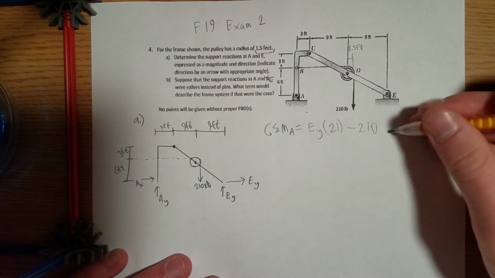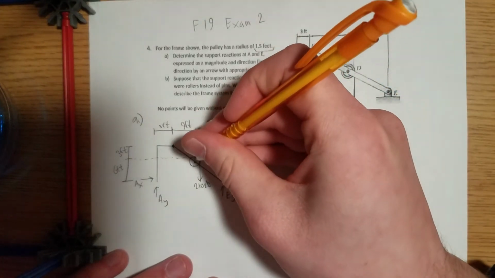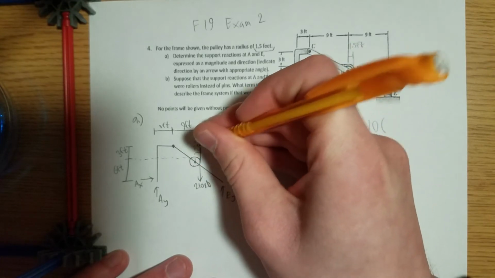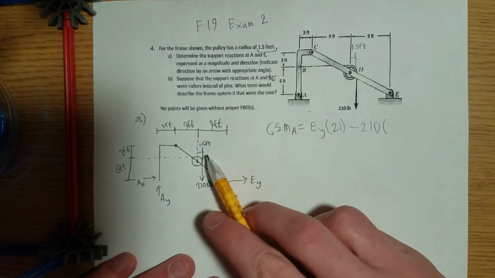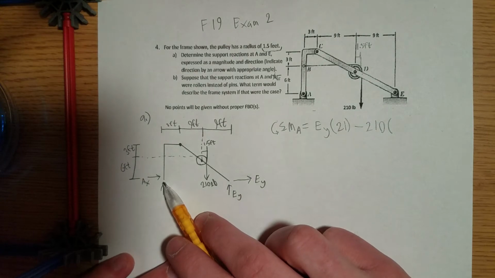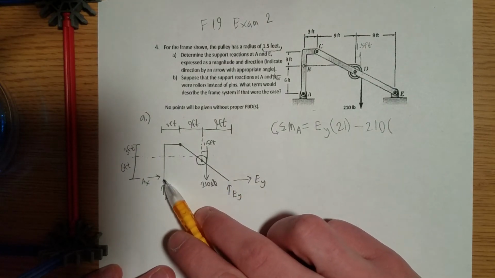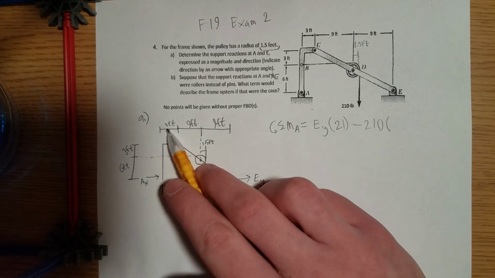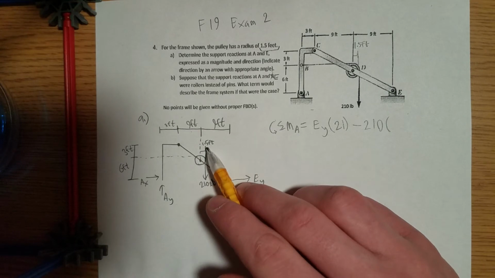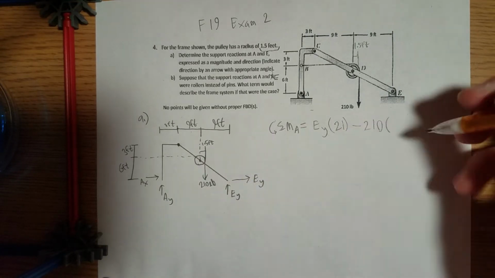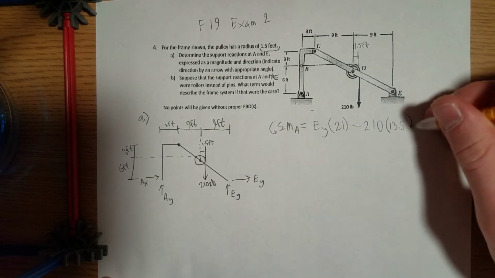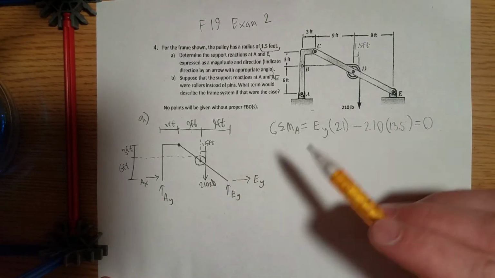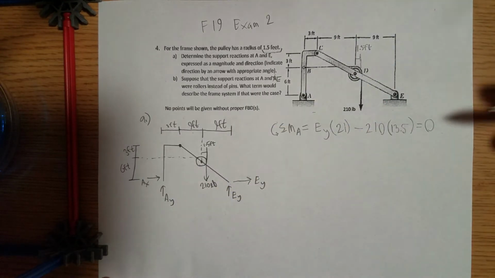So minus 210. And then for the distance, I'm going to go ahead and draw more dotted lines so we can visualize. And then we've got 1.5 feet here. So from A, the distance to where this force is acting is going to be all the way to the center of this pulley and then out to the radius. So 3 plus 9 is 12, plus 1.5 gives us 13.5 feet. And those should be the only two forces causing a moment about A.